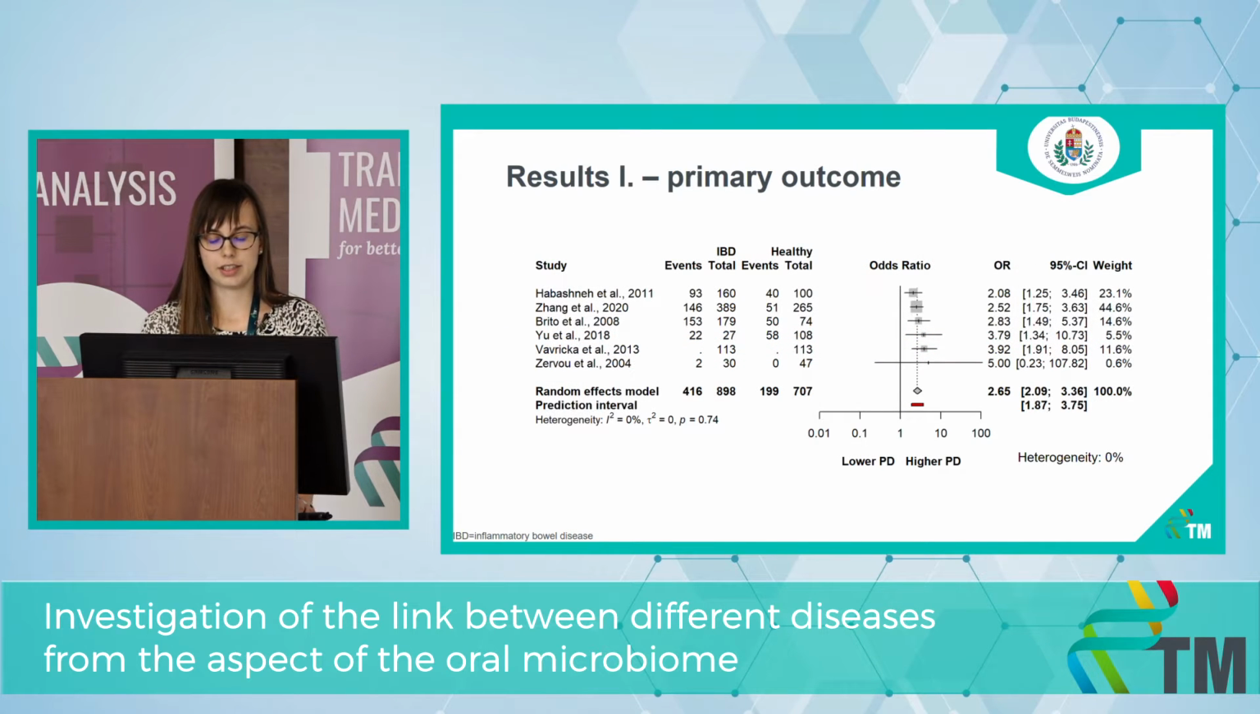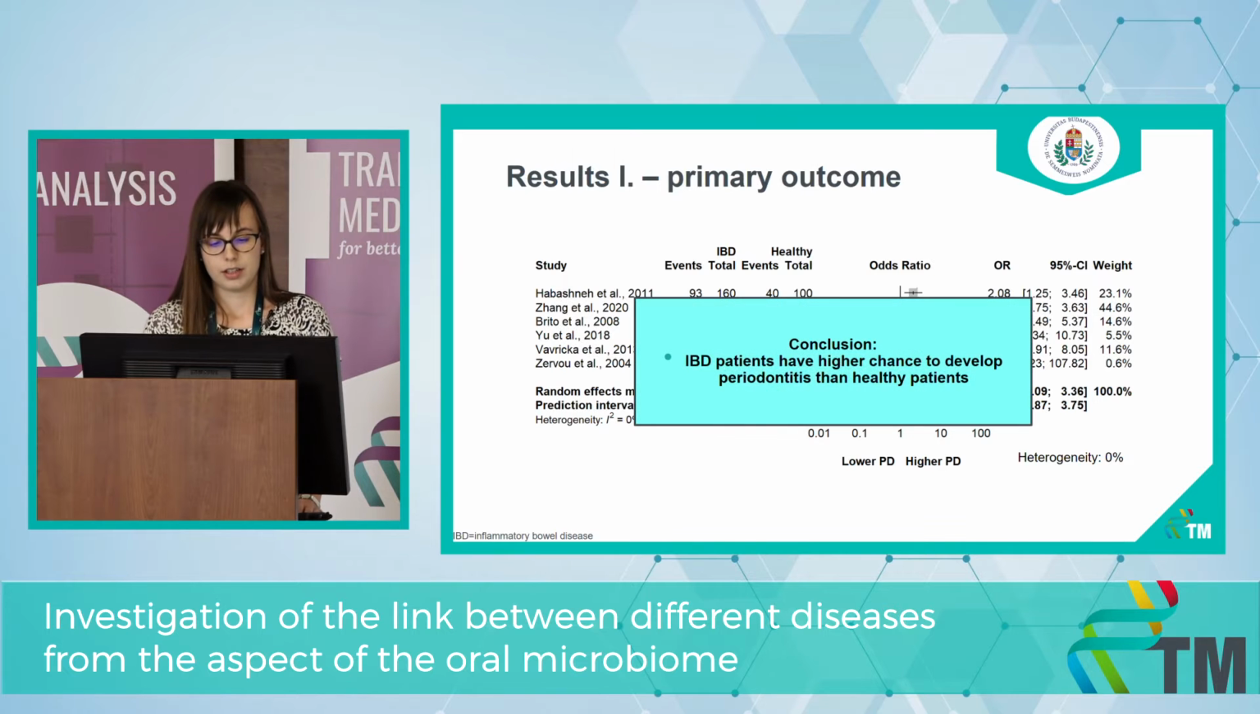On this slide, you can see the forest plot showing that the odds ratio is 2.65, which means that if the odds for developing periodontitis in the healthy population is 1, then it is 2.65 in the IBD population. This means that the IBD population has 2.65 times higher risk for developing periodontitis. The conclusion of this evaluation is that IBD patients have a higher chance to develop periodontitis than healthy patients.